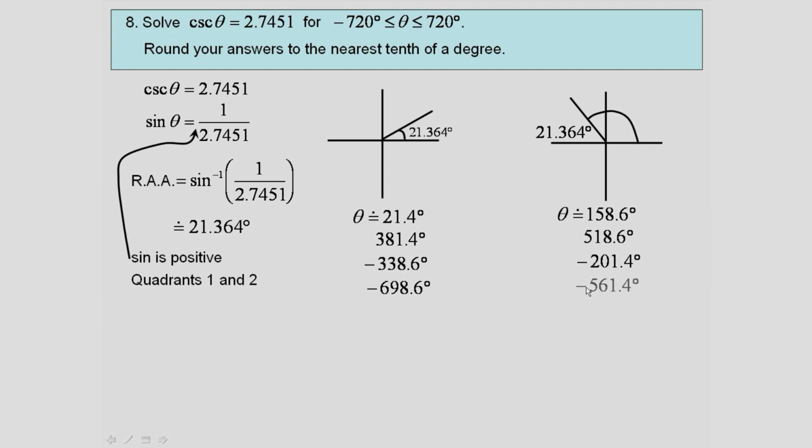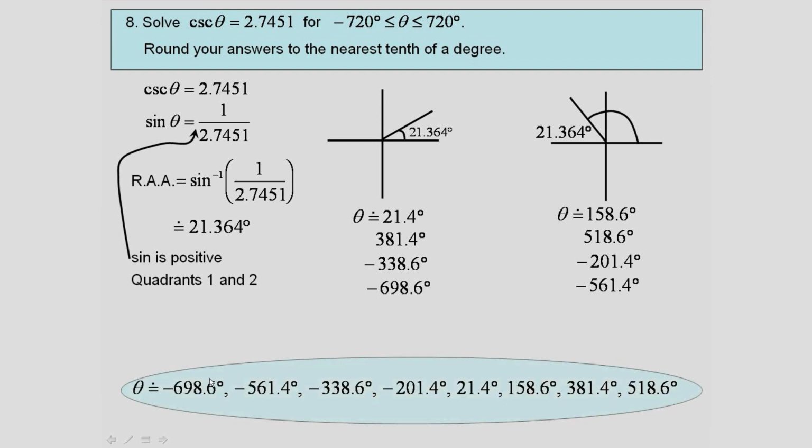And another 360 off of that is 561.4 as another answer. Could we subtract 360 from this? Nope, because that would put us below negative 720. So look at that, 8 answers. So be a good person and put them in order. And there they are. 8 answers for theta.